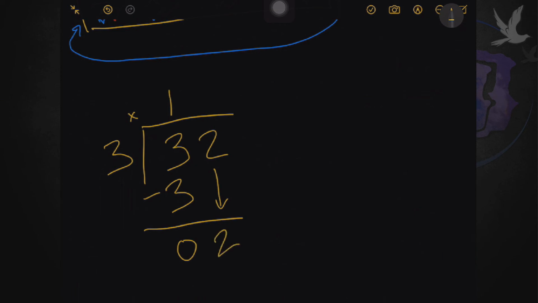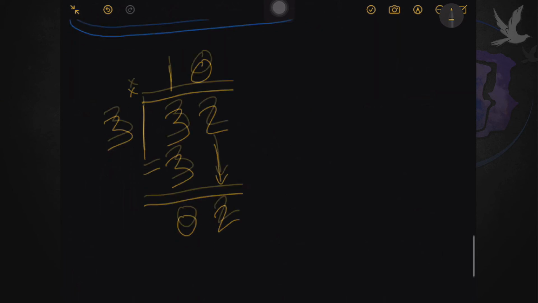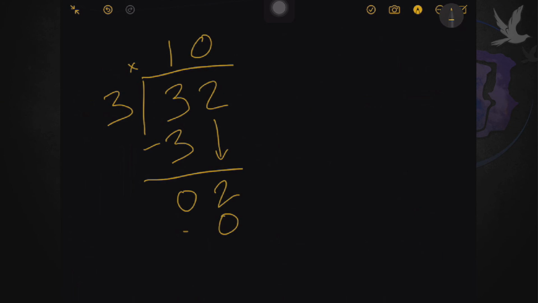And 2 divided by 3, if you notice, 3 cannot fit into 2. Okay? Hindi pwede i-fit ang 3 sa 2, which means nothing. Kasi 2 divided by 3 is 0. Hindi pwede. Okay. What's next is multiplication. 0 times 3 will give you 0. And 2 minus 0 will give you 2.